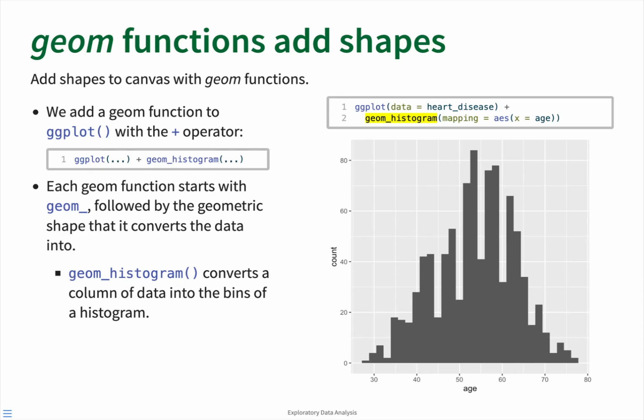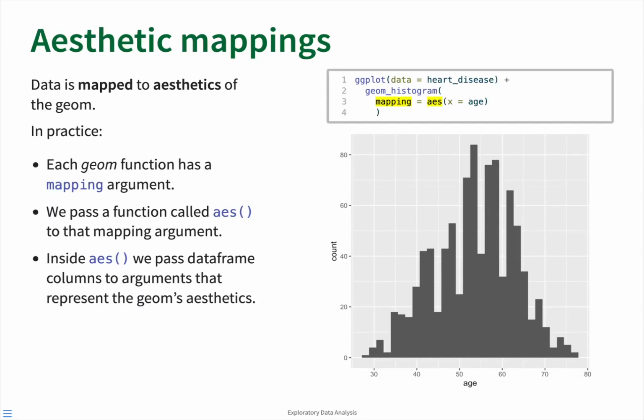So geom_histogram creates a histogram, but there are a variety of different geom functions, all of which are spelled geom_something. Within a geom function, we have to do something called an aesthetic mapping, which is a fancy way of saying how do we tell ggplot how to convert our data in our data frame into a shape. In other words, we're mapping columns from the data frame to particular shapes or appearances of the graph, which are what are called aesthetics.